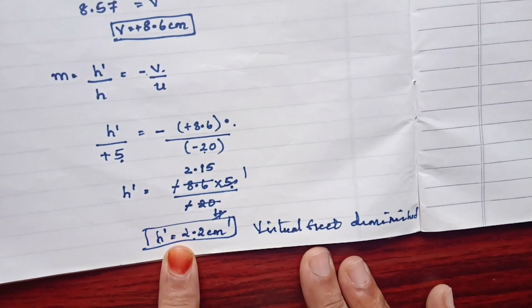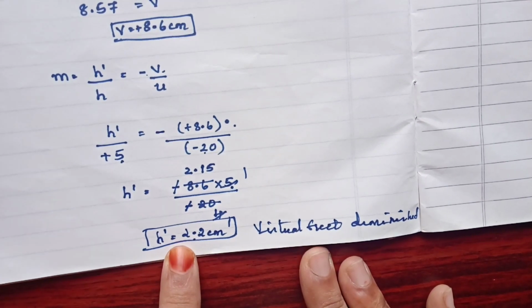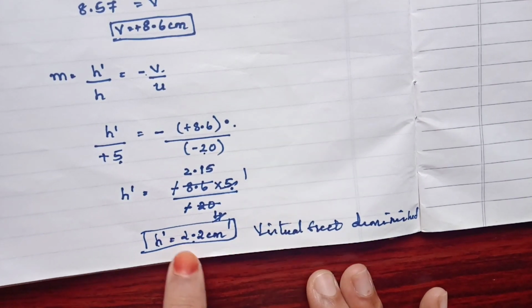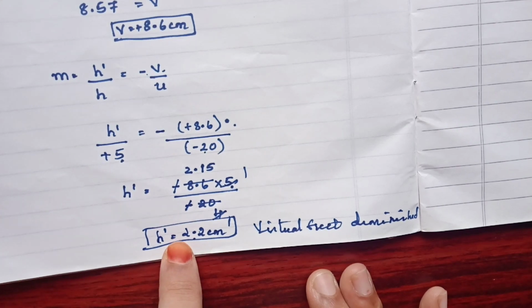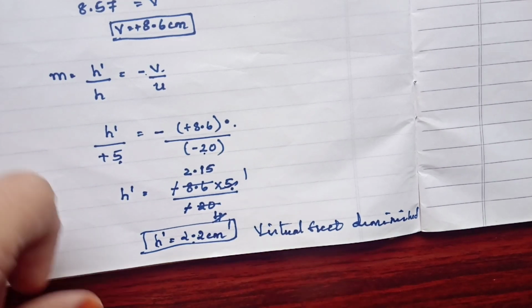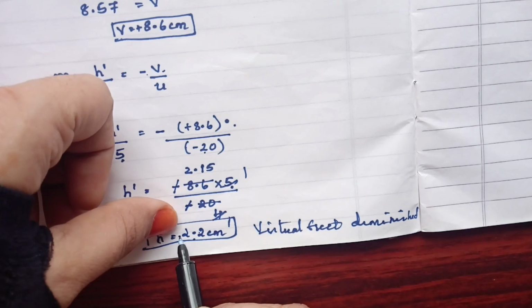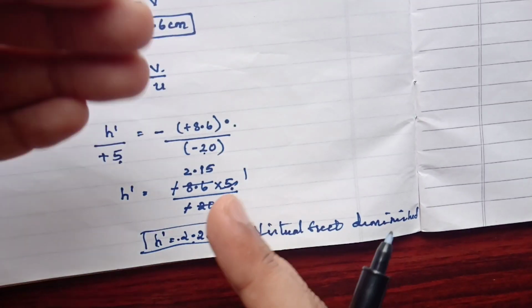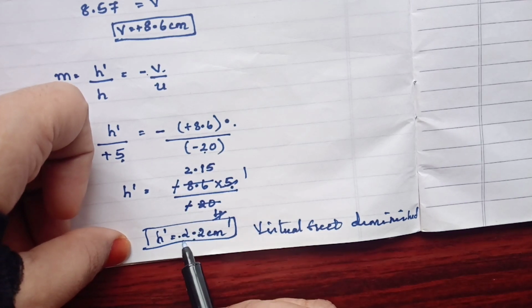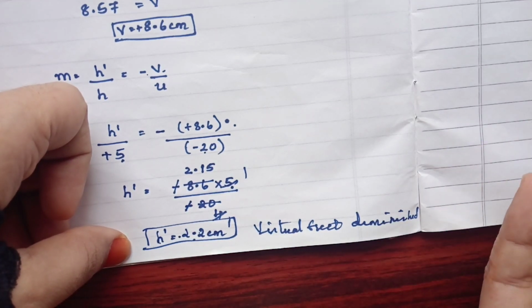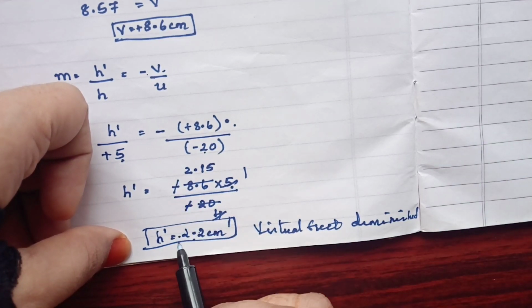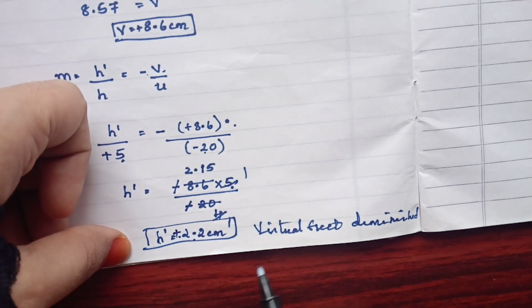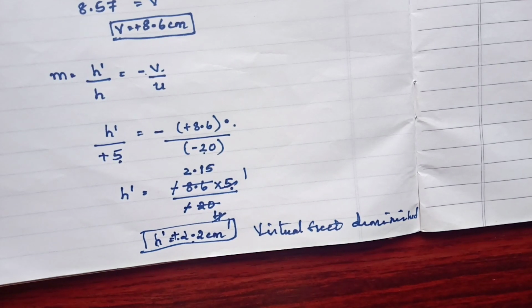See the height of the image. If the height of the image is positive, it is virtual and erect. If the height of the image is negative, this has to be real and inverted. Now, we are not going to put this on our own, but after solving the entire thing, if at all we get minus along with the solving part, then it is real and inverted. Since I didn't get minus, this is supposed to be plus, hence it is virtual and erect.